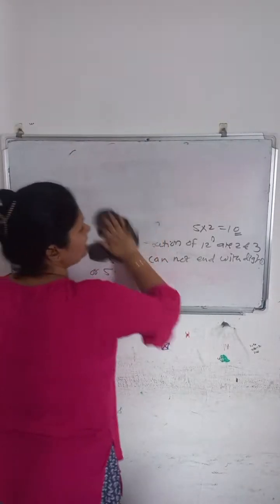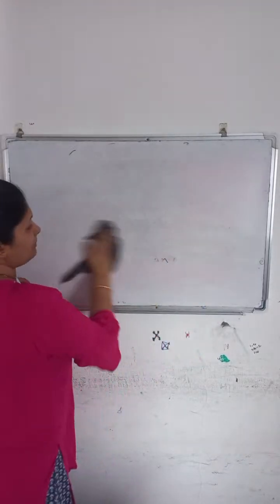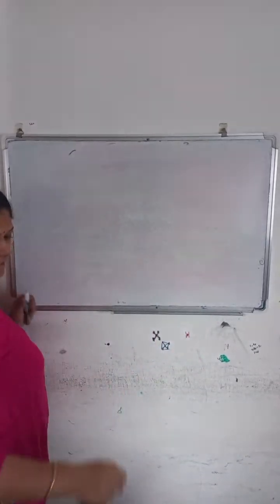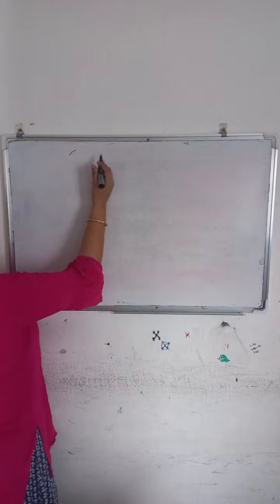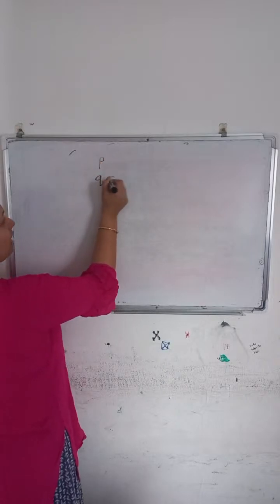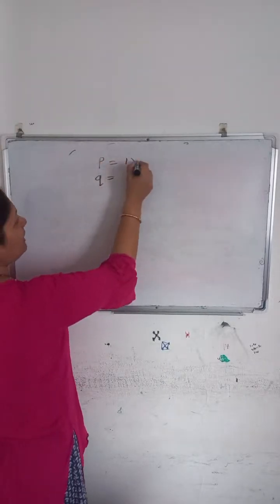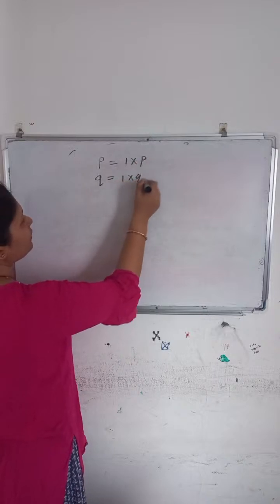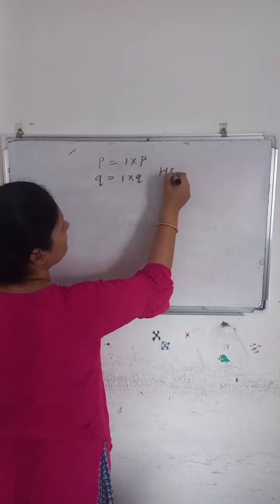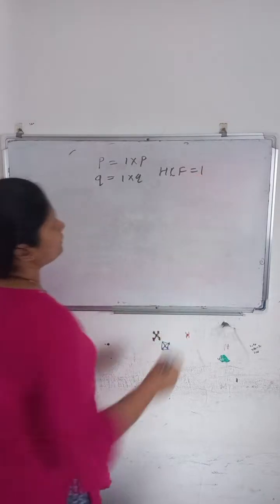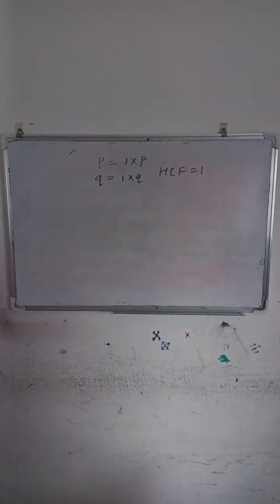Because P is any number and Q is also any number. We don't know, they both are variables here. They are only saying P and Q are prime numbers. So 1 into P and 1 into Q. So here HCF is nothing but how much? 1. So option D is the correct option over here. So take the last option D, that is 1.